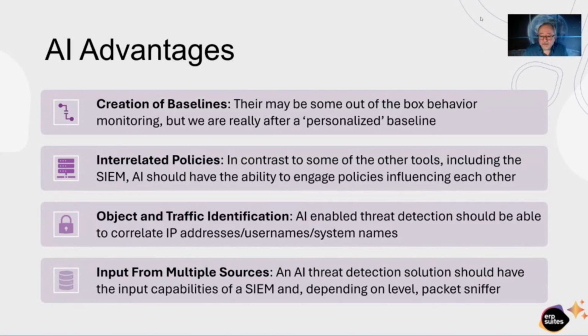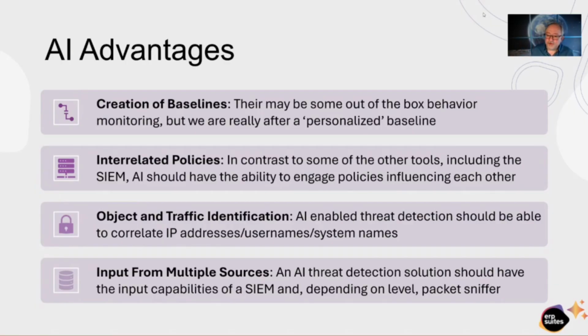Object and traffic identification. So AI-enabled threat detection should be able to correlate IP addresses, usernames, system names. This is sort of what I was mentioning earlier. This user goes to this IP address or this system on a regular basis. I've created a baseline, and I know the traffic that goes between them. I know that they're downloading and uploading files consistently on this system. I recognize that type of traffic and I'm correlating it. I'm putting it together with the user and the IP addresses and system names.